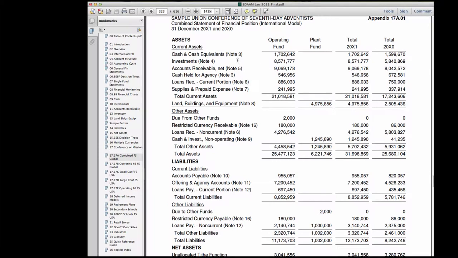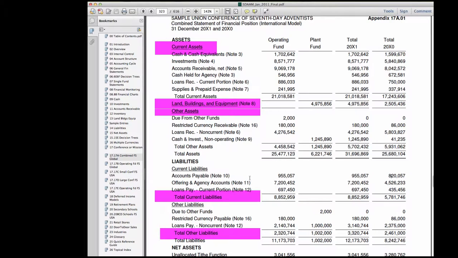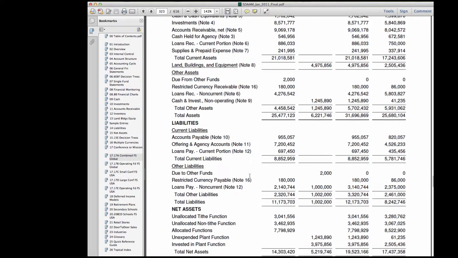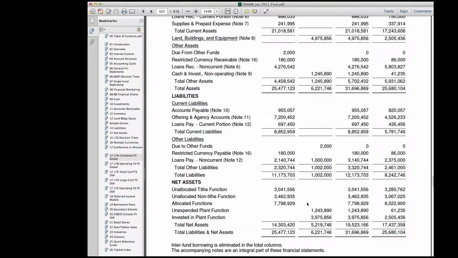All right, we have current assets, land, building, equipment, non-current assets, liabilities, current liabilities, and other liabilities. Those are required and stipulated by the accounting manual. A classified balance sheet is required. And you can see that we have the bottom section. In the United States, we would call it the equity section. In most other places in the world, it would be the capital section. The equity or capital section of the statement of financial position is called net assets. So instead of having capital or equity, we have net assets.